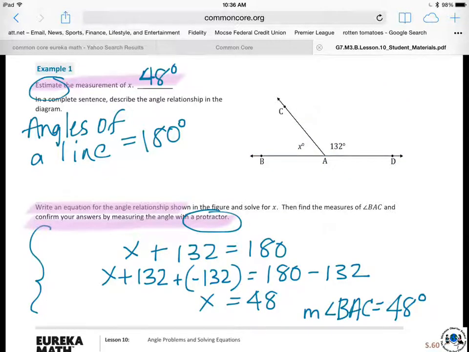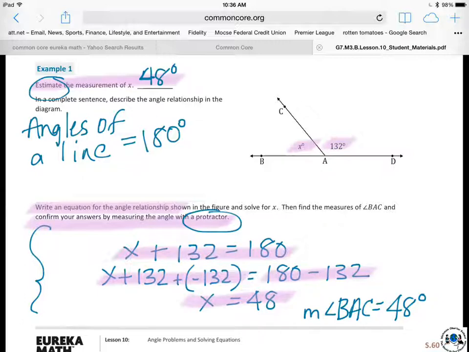Alrighty, so here is this equation, a real simple one. x plus 132 equals 180, because we know that x plus 132 equals 180. That's what it looks like in equation form. If we're going to do this correctly, again, we are going to make a 0, trying to isolate the variable, and we do that by adding the additive inverse of 132 to both sides, and we get x equals 48.